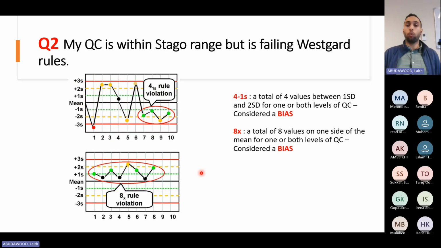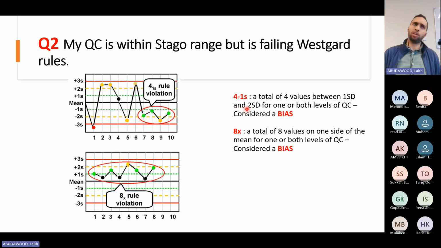When I say 4.1s, 4 means the number of runs always. The first number means the number of runs. The number after it is something that says how the rule works. So here 4 means 4 runs. What about these 4 runs? 1s. So 4 runs that exceed 1 standard deviation.